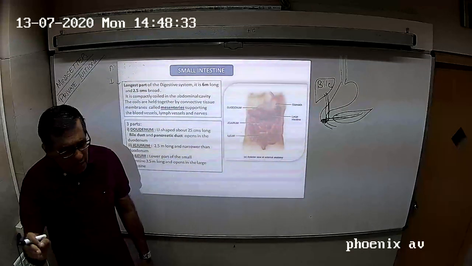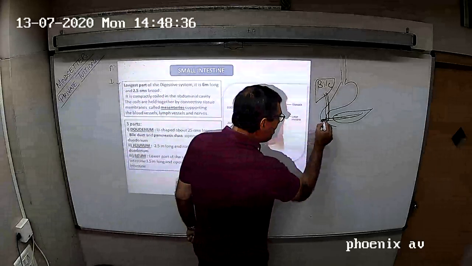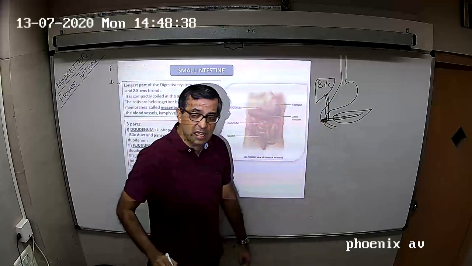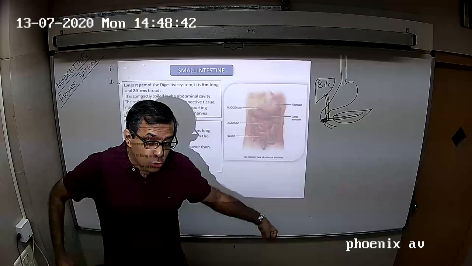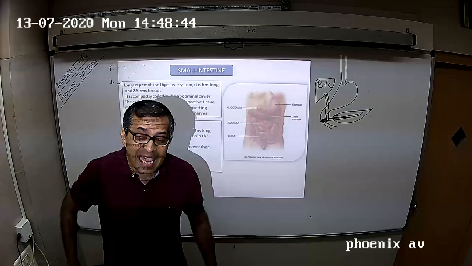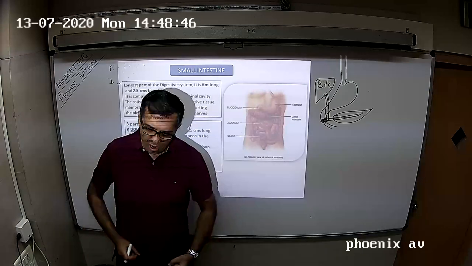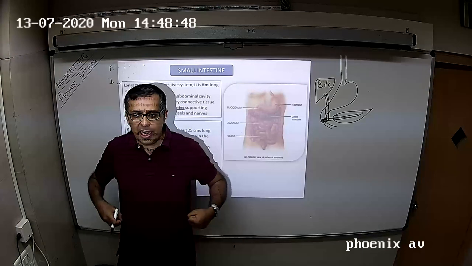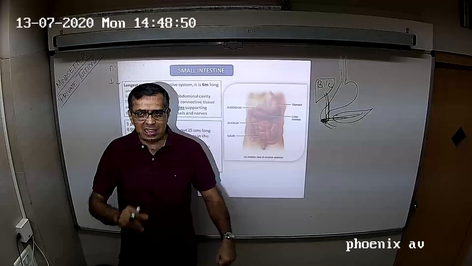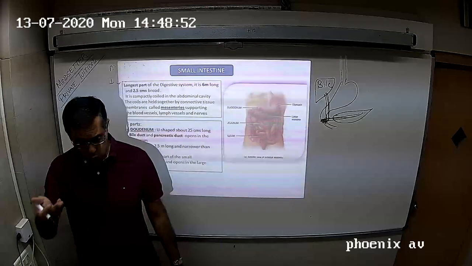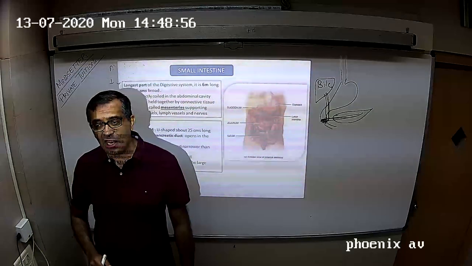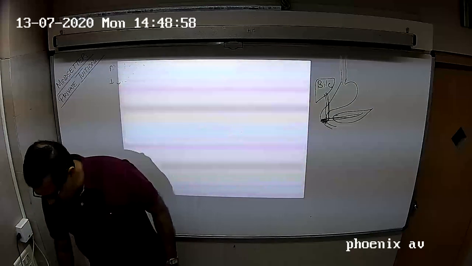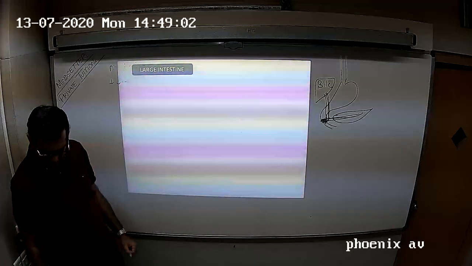So, golden word: where does maximum digestion take place? In the duodenum. And where does maximum absorption take place? In the ileum. Whatever is absorbed is taken into the blood and assimilated in the cell. Whatever is not absorbed passes into the large intestine. So, the last part of the digestive system is the large intestine.